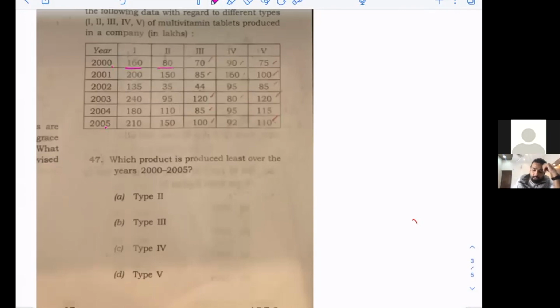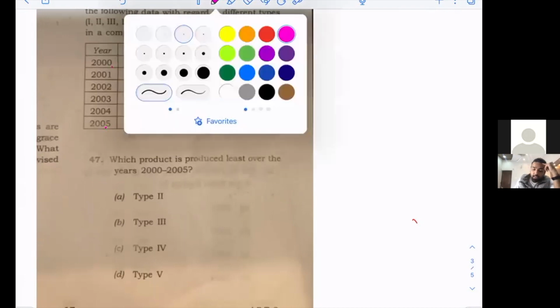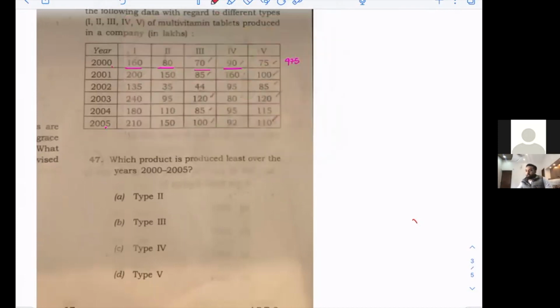160 plus 80 would make it 240. 240 plus 70 would make it 310. 310 plus 90 would make it 400. 400 plus 75 is 475. तो मैं इसको कलर डाटा से कर देता हूँ. अब सिंपल सी बात है.